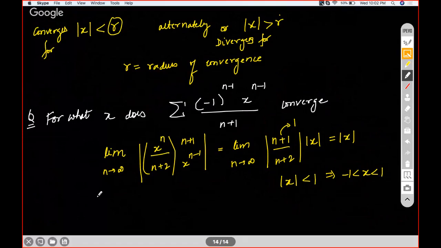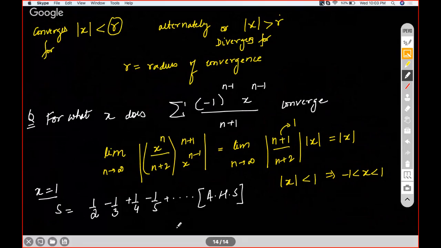You will get 0. Let's say I put n as 1, what do you get? You get a half minus 1/3 plus 1/4 minus 1/5 and so on. When you put x as 1, this is what your series becomes, isn't it? It's an alternating harmonic series, and we have seen that it is conditionally convergent.